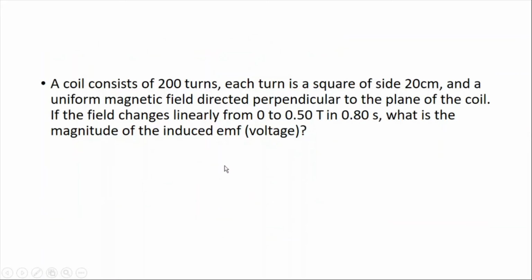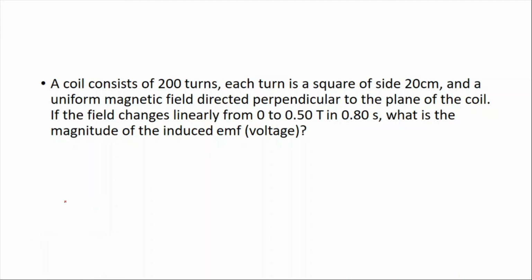Let's look at an example. It will help us to understand the topic better. A coil consists of 200 turns. Each turn is a square of side 20 centimeters, and a uniform magnetic field is directed perpendicular to the plane of the coil. If the field changes linearly from 0 to 0.5 Tesla in 0.8 seconds, what is the magnitude of the induced electromotive force? So let's solve it all together.